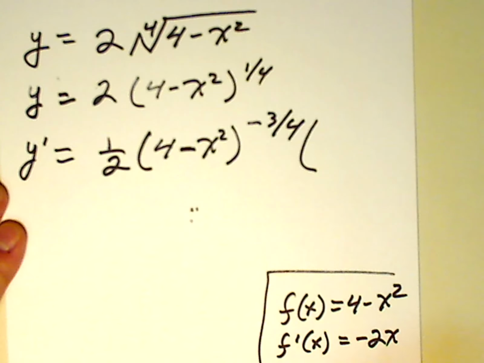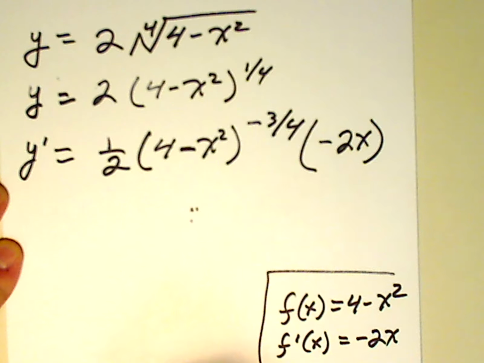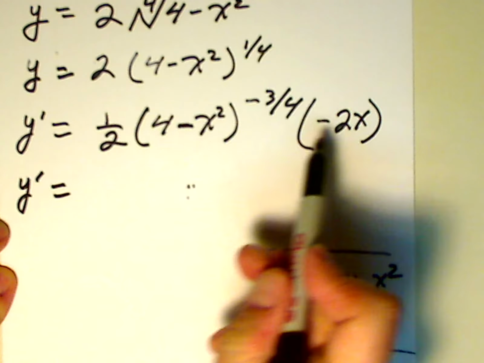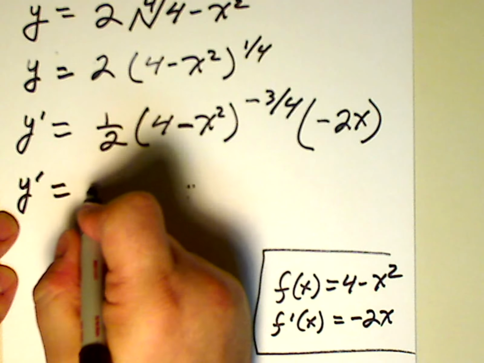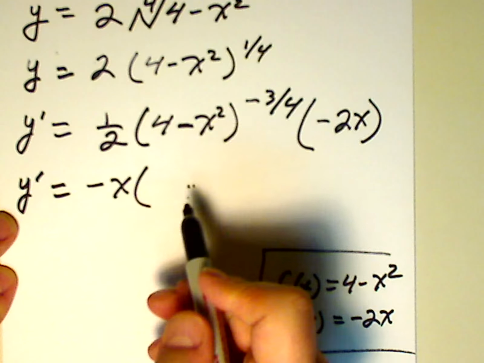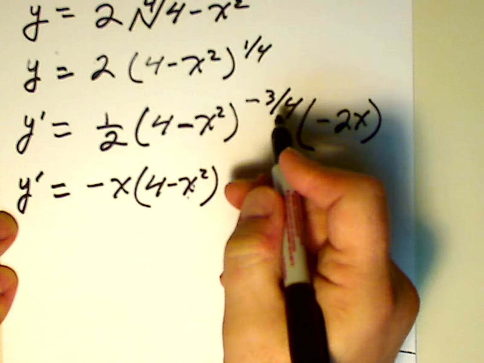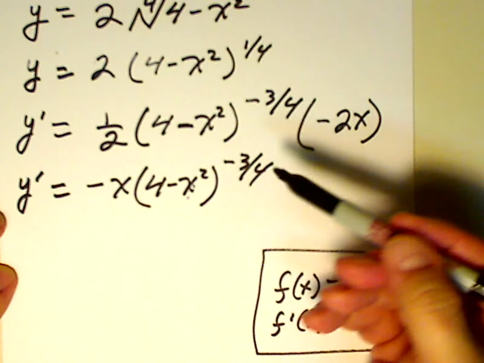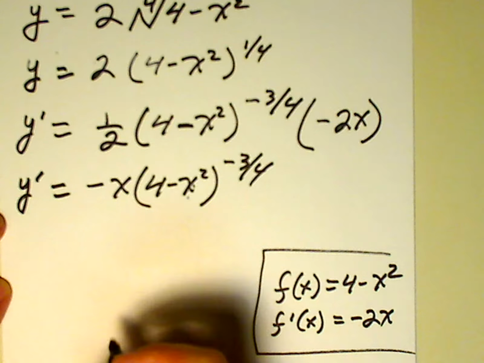So let's go back up here. The derivative of the inside term is negative 2x. So now y prime is equal to negative 2x times 1/2. The 2's go out, and we have negative x times 4 minus x squared, and that's to the negative 3/4 power. The exponent is negative 3/4. Well, a negative exponent says, hey guys, throw me down into the denominator. So that's what we're going to do.